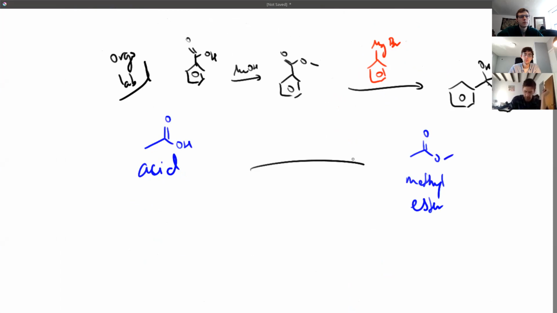Wait, we did that, the Fischer esterification, right? We did, but there's another way to do it. And this way is actually a lot stronger. The Fischer esterification was an equilibrium. This one is not an equilibrium. Is it the diazomethane? Exactly. Yes. Diazomethane is another one. So this is just CH2N2.